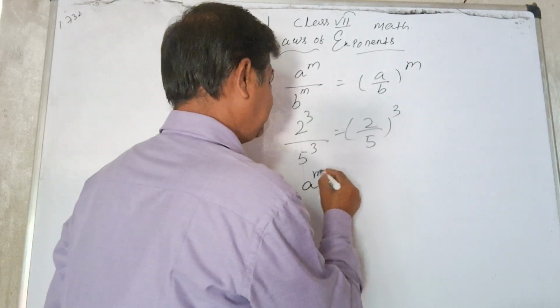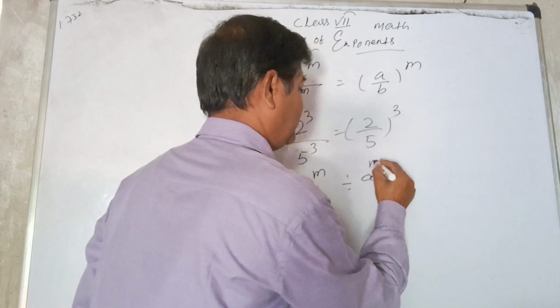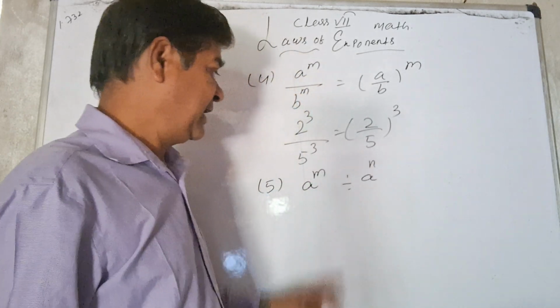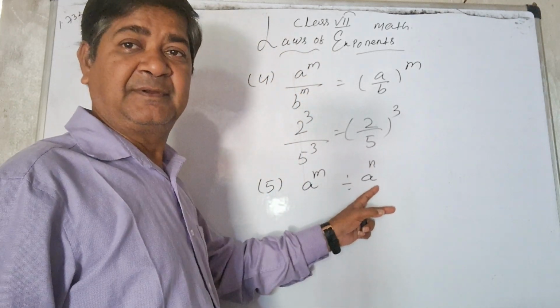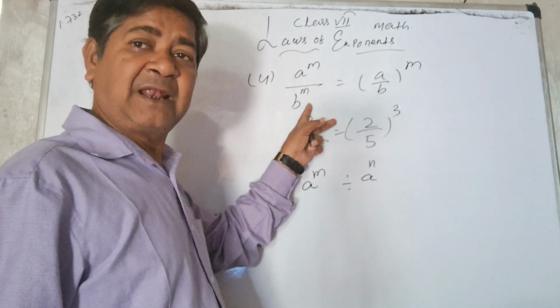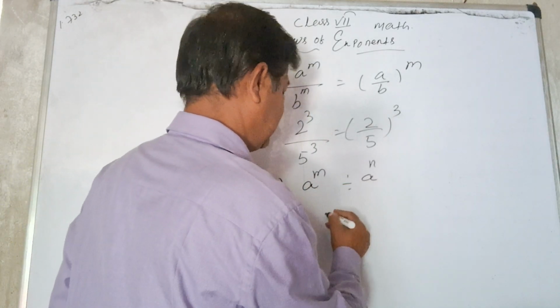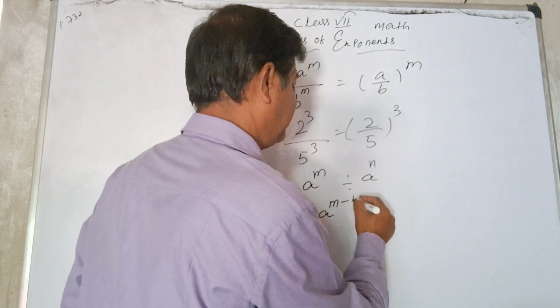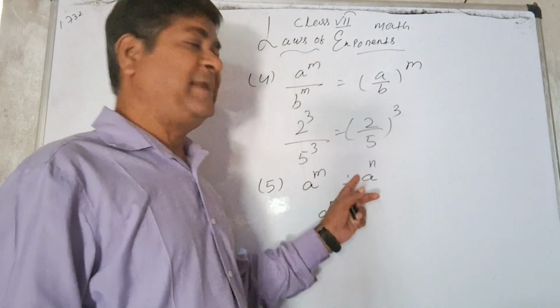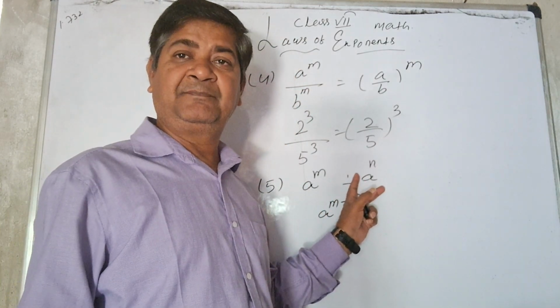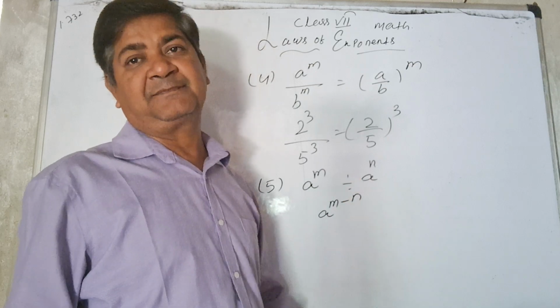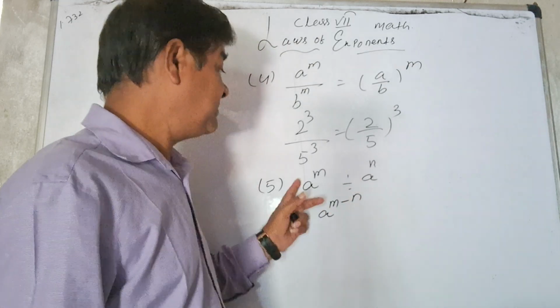Now the division law, another formula. a to the power m divided by a to the power n. The second formula: a to the power m divided by a to the power n, the answer will be a to the power m minus n. If the base remains unchanged or the same, the powers will be subtracted. Power subtraction, m minus n.